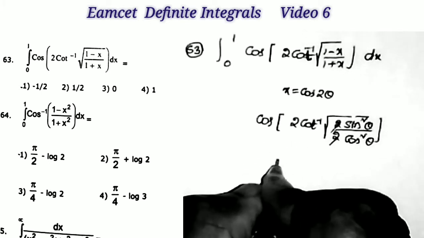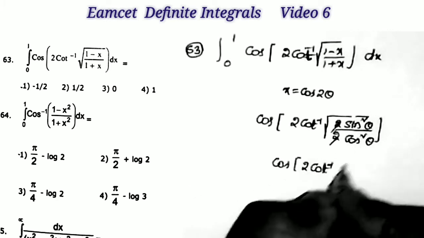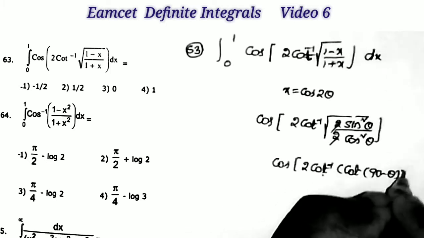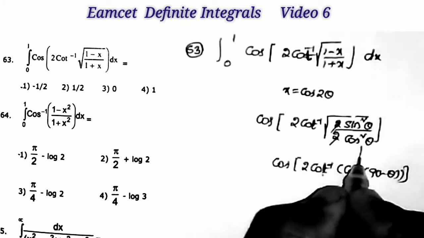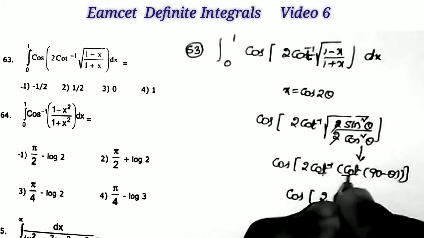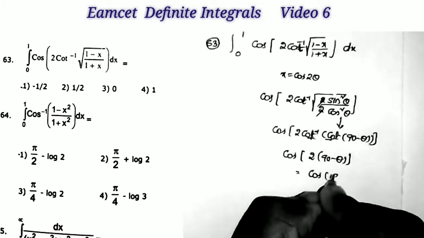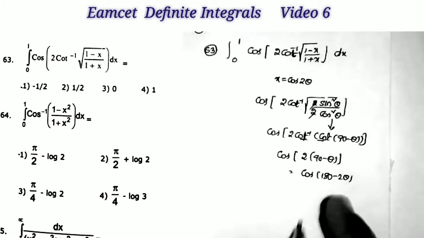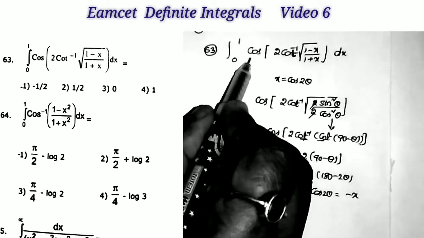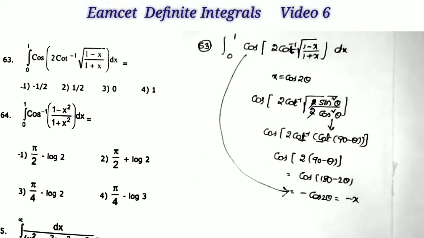That is equal to cos of 2 into cot inverse of, what is the remaining value here? Tan theta. But here we have cot inverse. But what is tan theta? Cot of 90 minus theta. Okay, here we get tan theta, but tan theta is equal to cot of 90 minus theta. So this is cos of cot inverse and cot gets cancelled. This is 90 minus theta. And this is cos of 180 minus 2 theta, and cos of 180 minus 2 theta is equal to minus cos 2 theta, and that is equal to minus x. Therefore, the complete question is changed as minus x. The value of this total expression is equal to minus x.